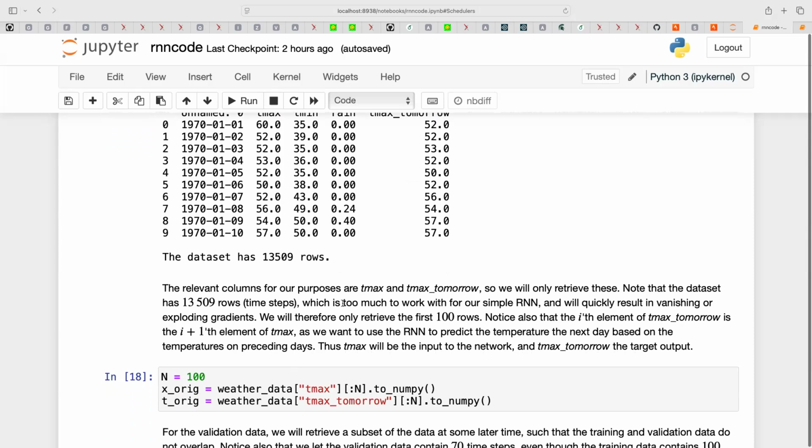And note that the data set has roughly 13,000 time steps, which is actually too much. We would quickly run into exploding gradients the way the code is set up. So we are just going to retrieve only the first 100 rows, because otherwise, if you run this code, you will just sit and wait and wait. And since it's such a long sequence of data, there's quickly the risk of exploding gradients, which we have not included in the codes here.